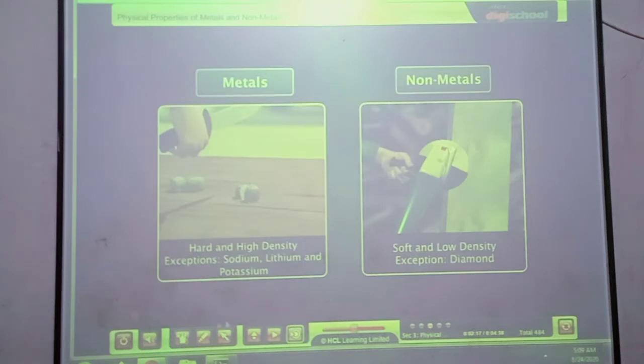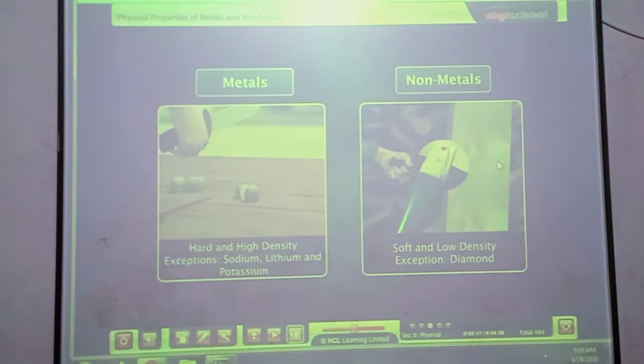So you are understanding that metals are hard and have high density, but some exceptions are there, like sodium, lithium and potassium. And when we talk about non-metals, we can say that non-metals are soft and their density is low. Okay.